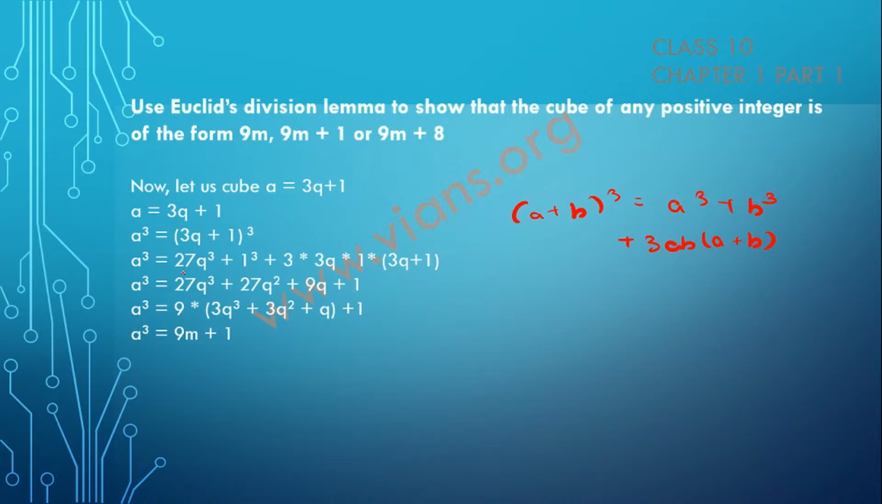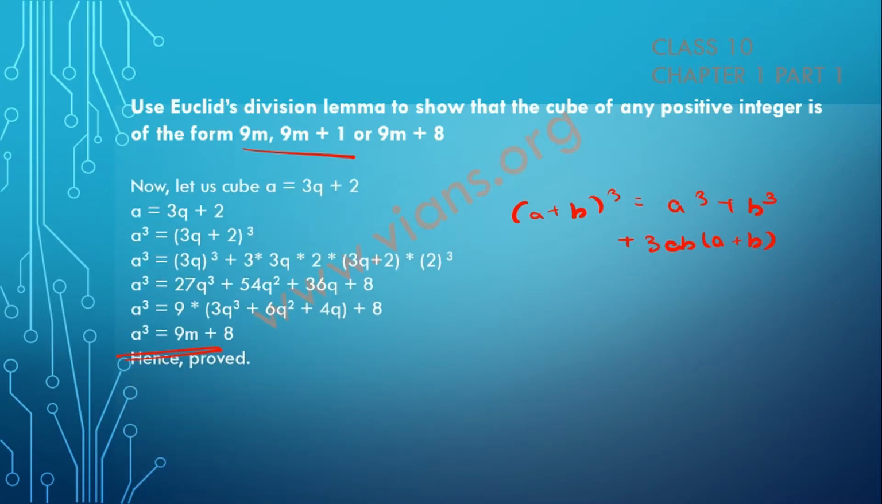So 3q cubed is 27q cube, that is a cube, plus 1 cube, that's your b cube, plus 3 into 3q, that's a into b, into 3q plus 1. That gives you 27q cube plus 27q square plus 9q plus 1. And then you can take out 9 from a lot of these things and see that this is going to be 9 times (3q cube plus 3q square plus q) plus 1, and that's 9m plus 1. So that's your second number over here, right?